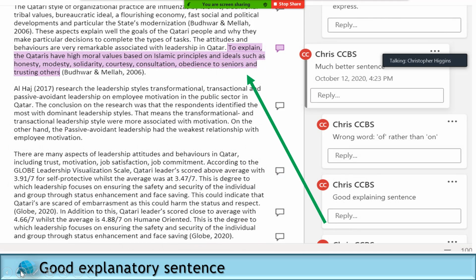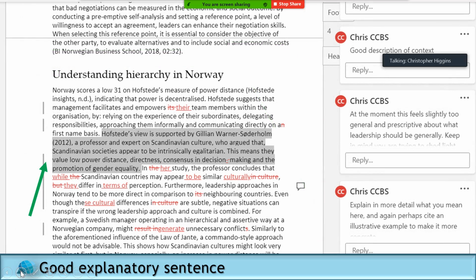Feels specific, feels local. To explain, this is another good explaining sentence from Qatar. So they have, I used this in the first draft as well. So here they put the attitudes and behaviours are very remarkably associated with leadership in Qatar. To explain, the Qataris have high moral values based on Islamic principles and ideals such as honesty, modesty, solidarity, courtesy, consultation, obedience to seniors, and trusting others. But just the words to explain, not perfect, but it's good. They're trying to link sentences together. This is what that means. It could have said, in other words, that is to say, or any other phrase like that.